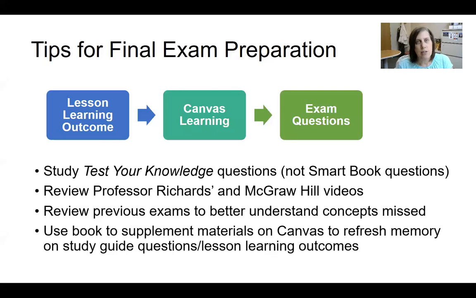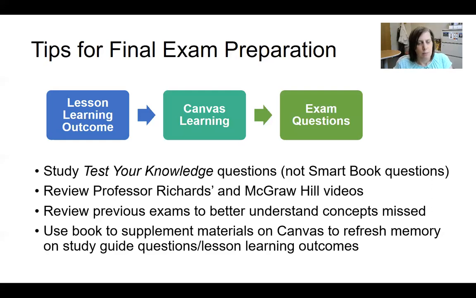I would encourage you to use the book in those places where, in Canvas, you are refreshing your memory with the learning outcomes, and some of the learning outcomes may not be presented in a video or in any other activity except for the Test Your Knowledge section. So maybe you'll need to go back in the book and review those sections. And honestly, for the ones where you didn't do as well in the exams, you can review what's on Canvas, but you may want to supplement that with what's in the book so that you can make sure you understand those concepts that you missed on the other exams in the term.